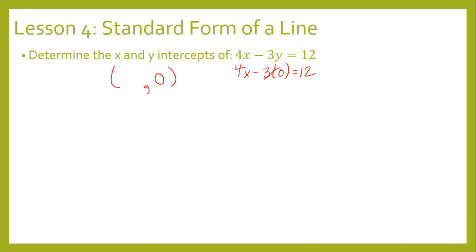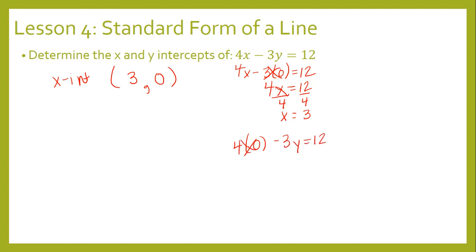So 3 times 0 is 0, and then you have 4 times a number equals 12. Divide by 4 on both sides, and my x value is 3. So my x-intercept is 3. If I want to find my y-intercept, I'm going to replace my x with 0 and solve for y.